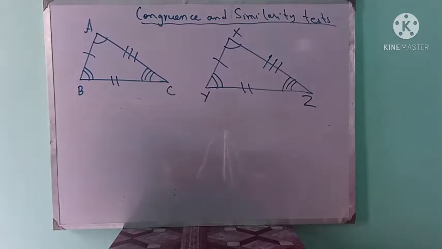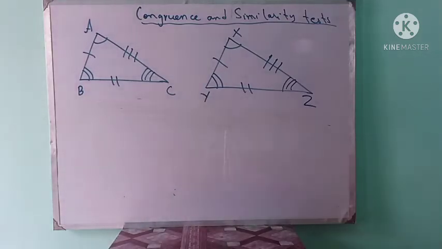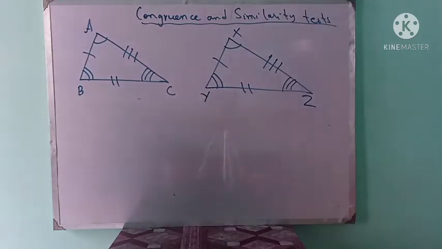Let me revise the previous concepts: if two figures are congruent, the corresponding sides and corresponding angles of both figures must be the same, and if two figures are similar, then the corresponding angles of two figures must be the same, and the ratio of the corresponding sides of two figures must also be the same. This topic is related to the previous topic, and this is the topic congruence and similarity tests.